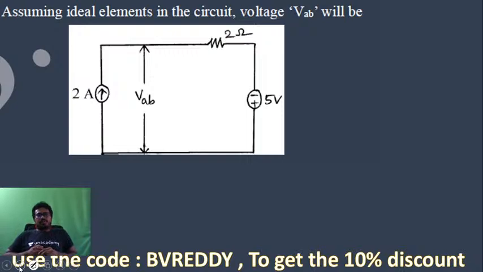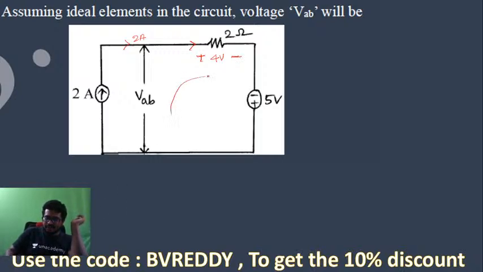See this thing here. Assuming the ideal elements in the circuit, I want to find the voltage VAB. This current is how much? 2 amperes. So can I get this voltage here? Now this voltage is 4 volts, so this is positive, this is negative. Now I can apply KVL in this loop.